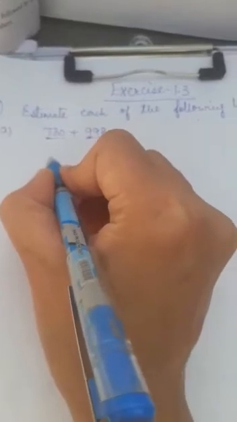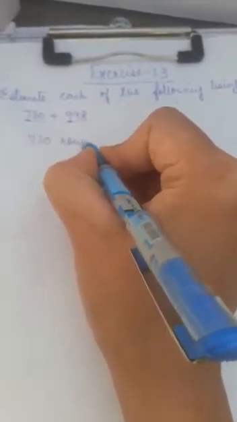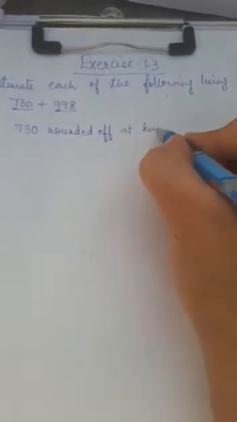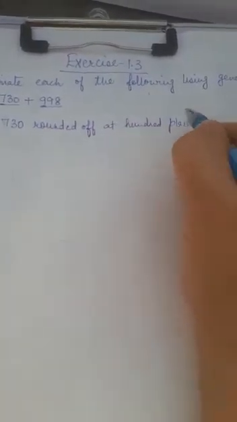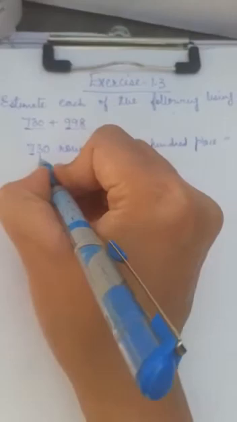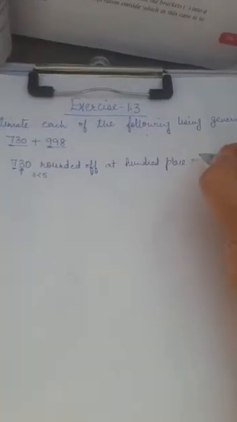So first, 730 will be rounded off at the hundreds place, which is equal to, now 730. I have to round off this number to the nearest 100. So I'll check the digit at the tens place. As 3 is less than 5, there will be no change at the hundreds place, and 730 will be rounded off to 700. Next number is 998.